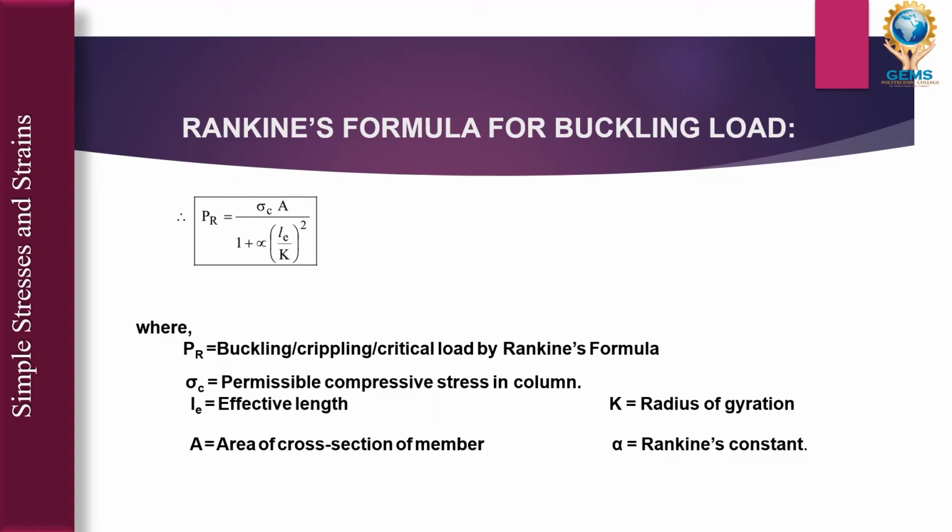So the formula is P_R is equal to sigma_C times A divided by 1 plus alpha times (L_E by K) whole square, where P_R is the buckling or crippling or critical load by Rankine's formula. Sigma_C is the permissible compressive stress in the column. L_E, already you know, is the effective length. A is the cross-sectional area of the member. K is the radius of gyration, and alpha is Rankine's constant.